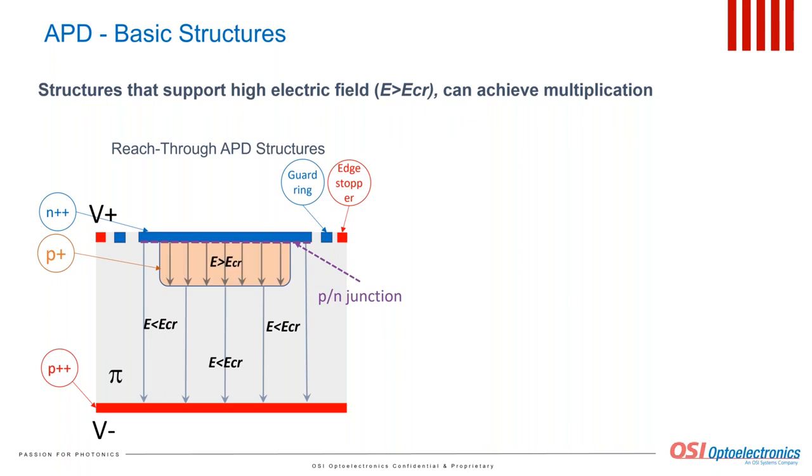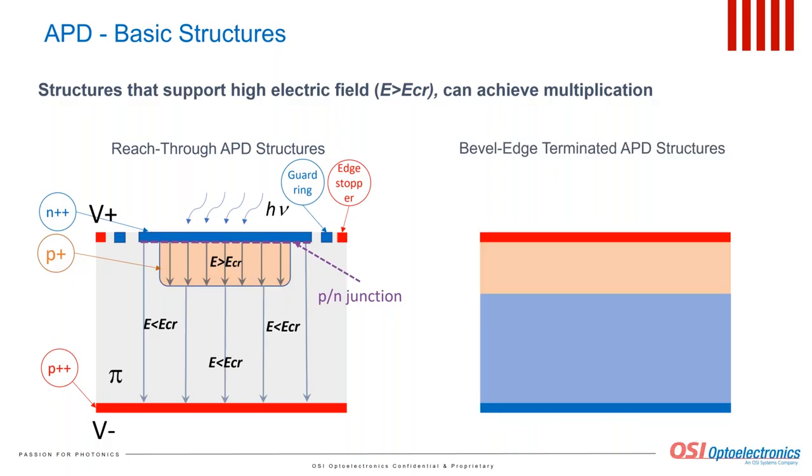Then, upon reverse biasing, the electric field will reach its critical value only within a thin P+ layer, and avalanche multiplication conditions will be satisfied only within this layer. The edge dark current will not be subject to avalanche multiplication. This structure can support the high bias necessary to reach high gain.